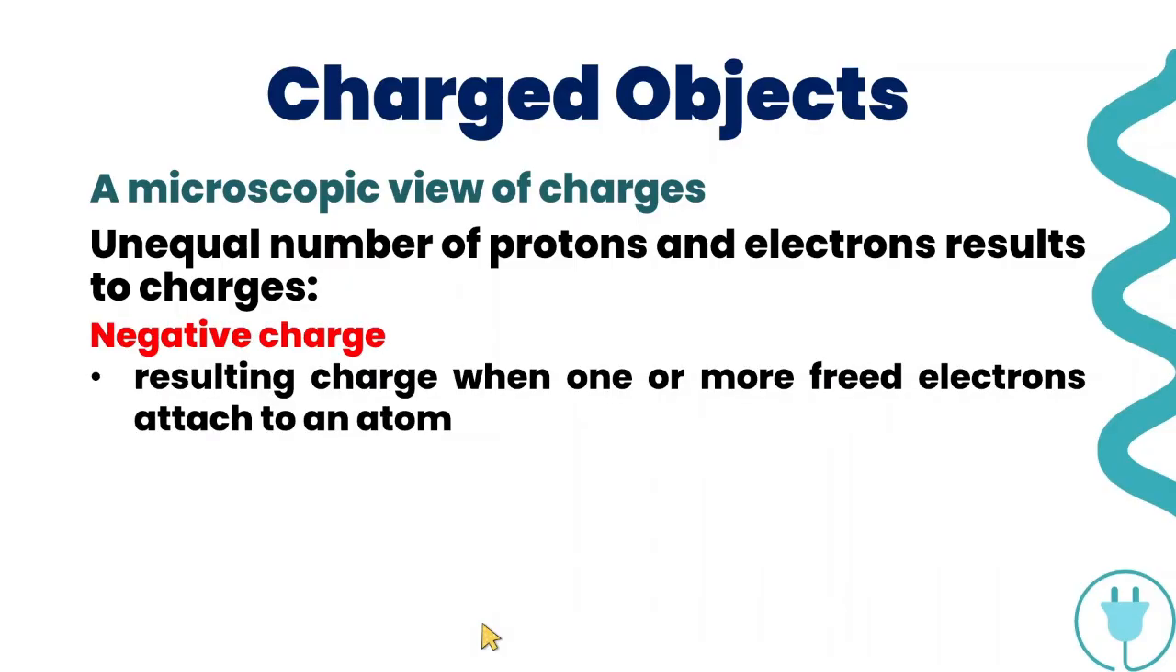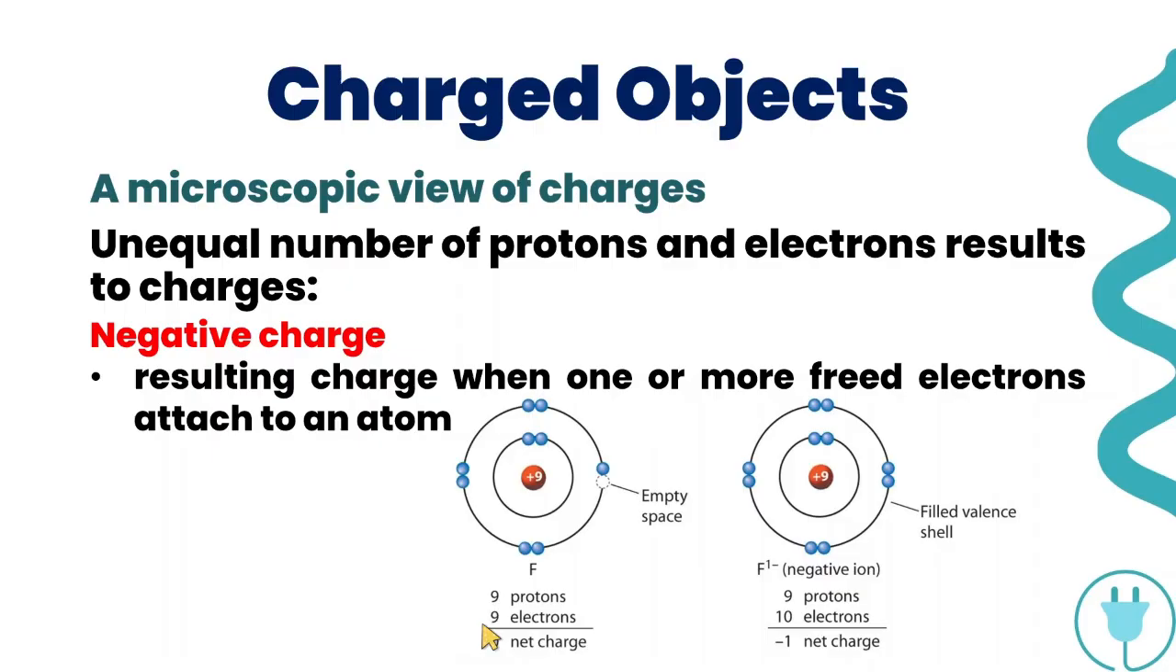On the other hand, negative charges result when one or more freed electrons attach to an atom. In this case, a fluorine atom receives or gains one electron, and there is now an imbalanced number of protons and electrons, having now a negative net charge. The fluorine atom in the process becomes a fluorine ion.